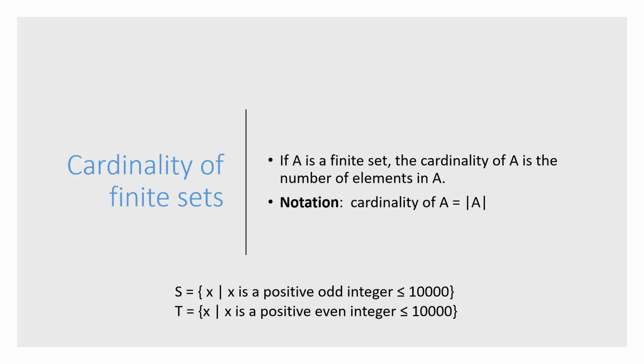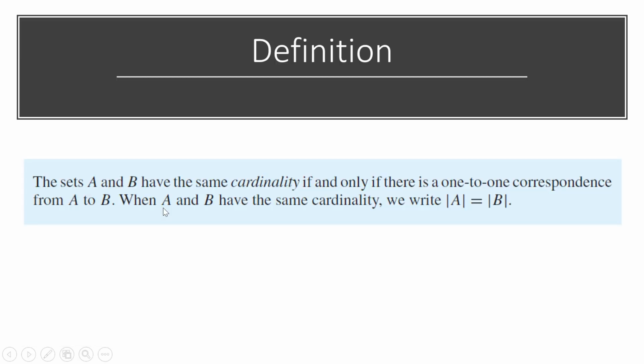So we'll define the cardinality of a set using a one-to-one function notation. Definition. The sets A and B have the same cardinality if and only if there's a one-to-one correspondence from A to B. When A and B have the same cardinality, we write the cardinality of A equals the cardinality of B.